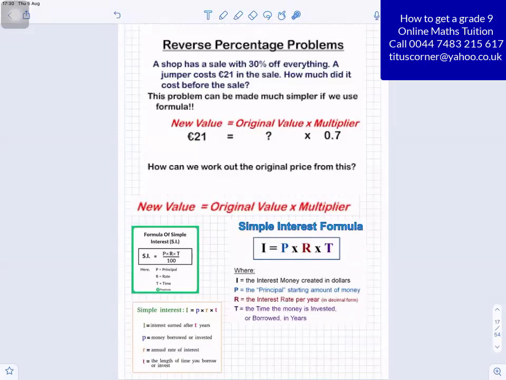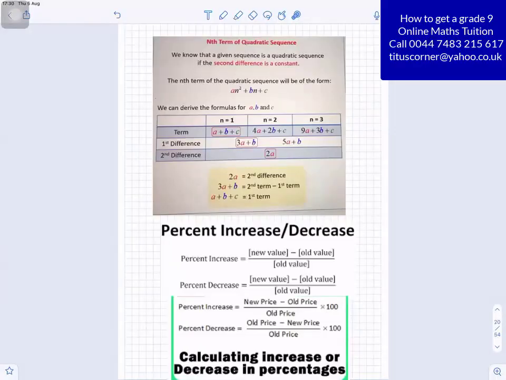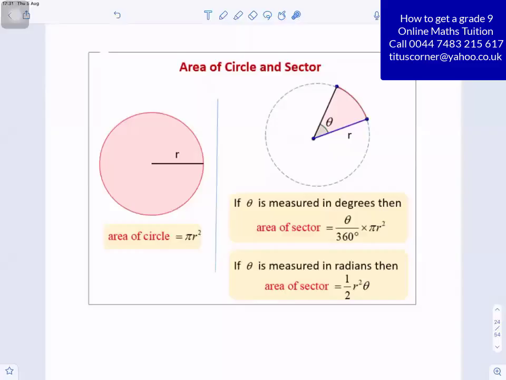It has formulae for reverse percentage change, new value is equal to original value times multiplier, simple interest formula, formulae to find the nth term of a quadratic sequence, and to find percentage increase, percentage decrease formulae, area of a circle and a sector. Area of a circle is pi radius squared. Area of a sector is theta over 360 times pi radius squared, or in radians, area of a sector is half r squared theta in radians.